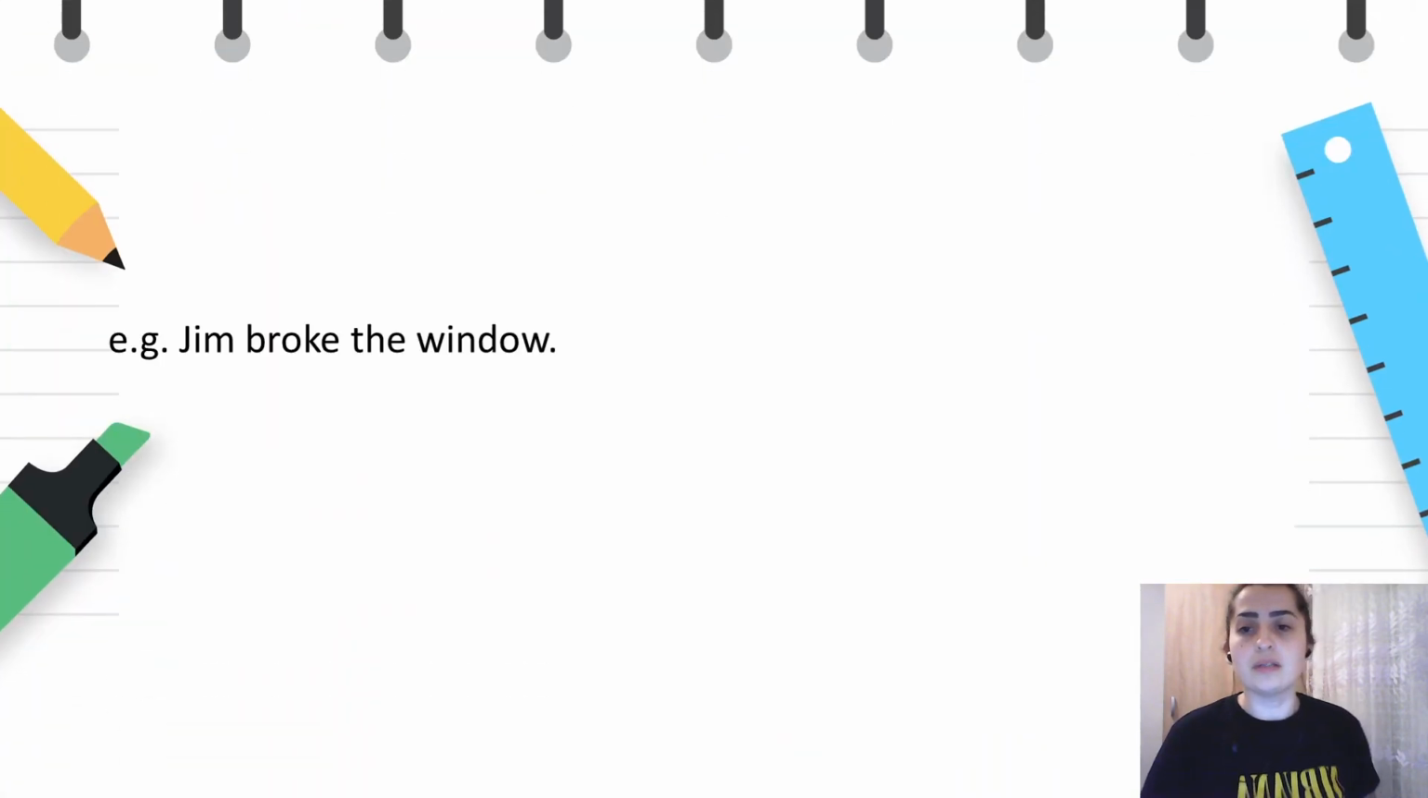Now, look at this second example. Jim broke the window. Try to find the nouns in this sentence.